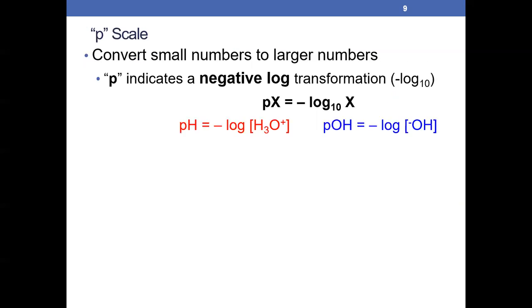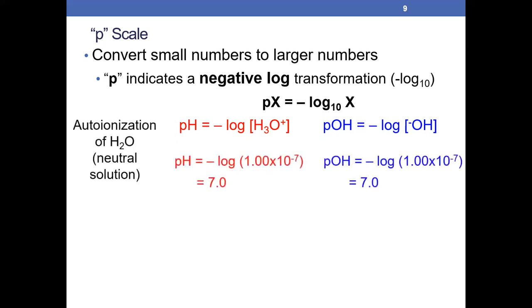Okay, so we mentioned before when we were calculating pH, whenever I see the letter P in front of something, I can assume I'm taking the negative log of whatever that is. So we can take the pH, looking at the negative log of the concentration of hydronium. We can also determine the pOH. It's usually less frequent. We don't use pOH as much, but if we're in a basic solution, it tells us the relative strength of that basic solution. So it's used occasionally.